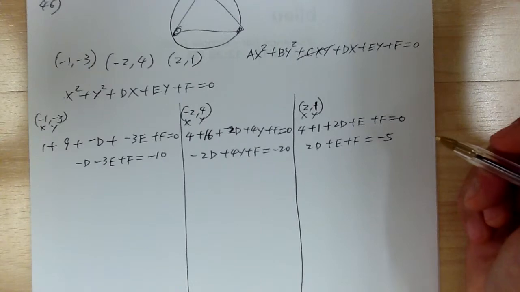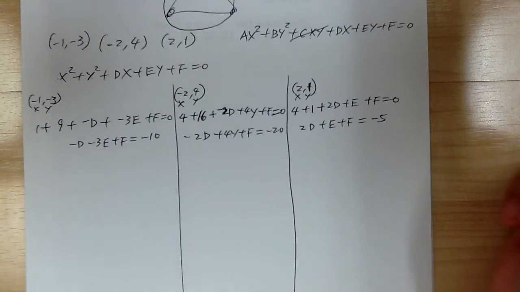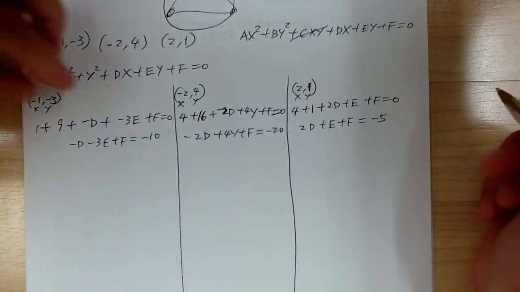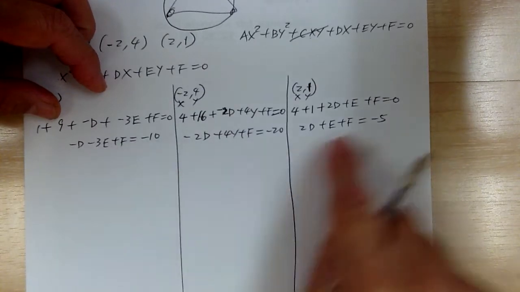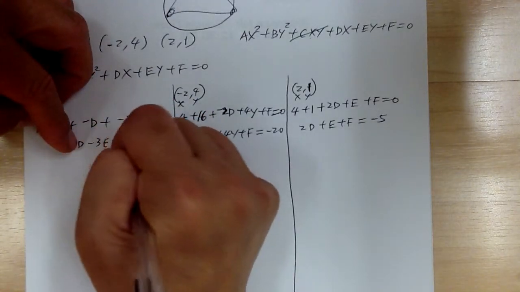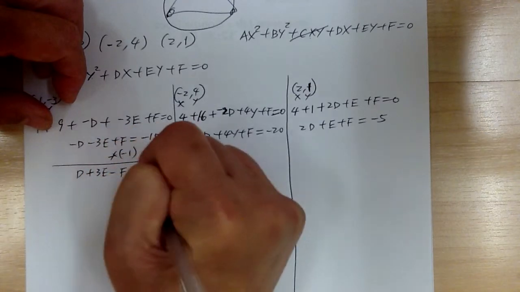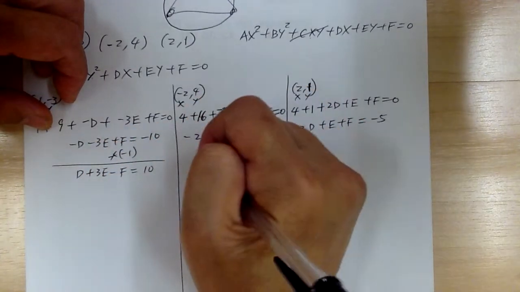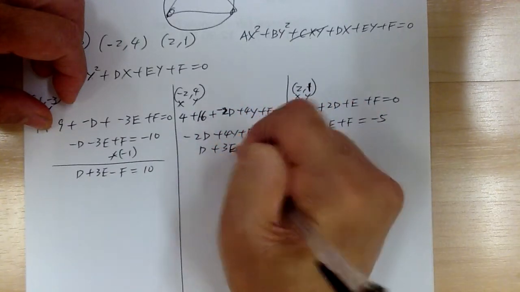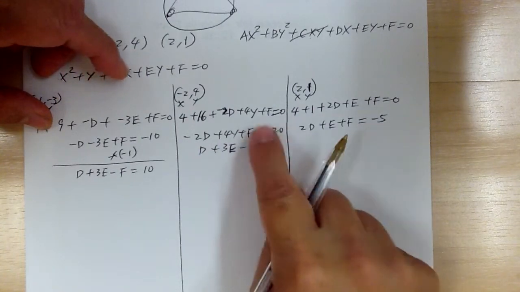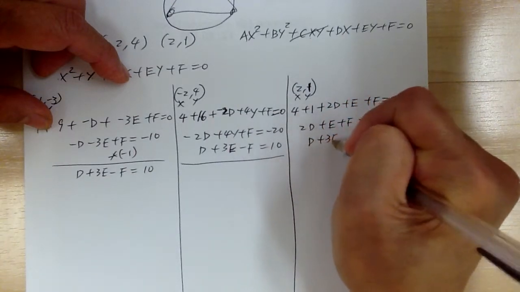Now, what you want to do is you always want to solve for f. Always solve for f. So, a lot of negatives. I'm going to multiply this one by -1, so I get d plus 3e minus f equal to 10, and I put it under the other two equations. The reason I solve for f is that f has no coefficient, so it always cancels out. So the math would be a lot easier.